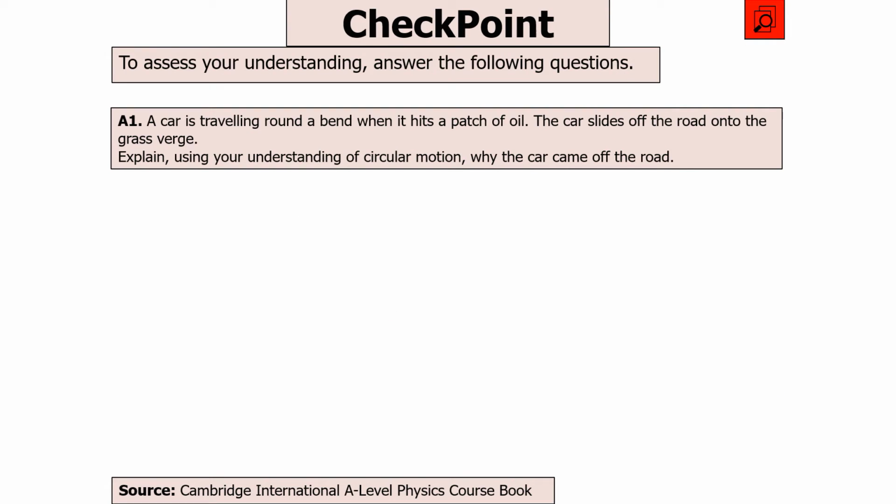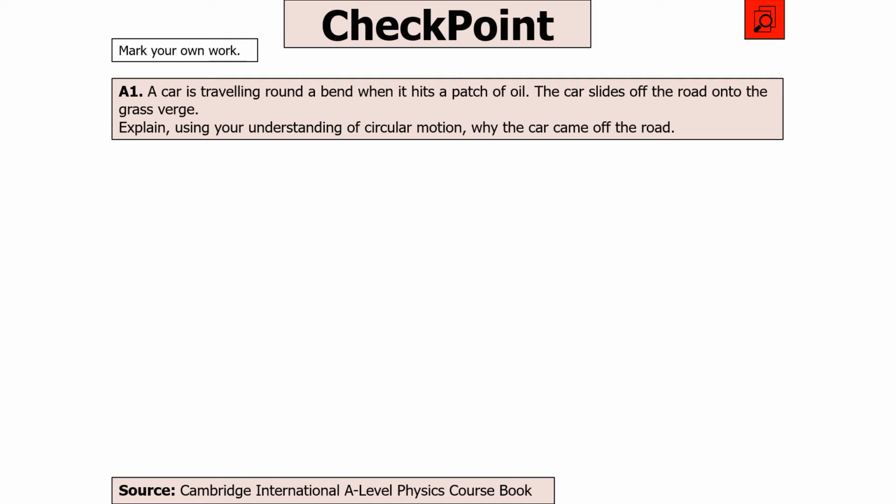The next question says, a car is travelling around a bend when it hits a patch of oil. The car slides off the road onto a grass verge. Explain, using your understanding of circular motion, why the car came off the road. So pause the video now, then unpause the video when you want to go through your answer.